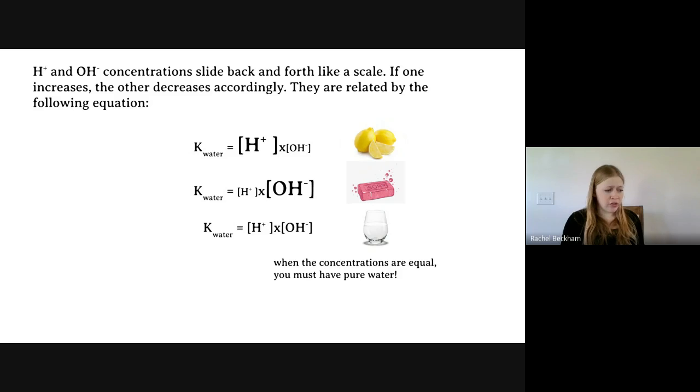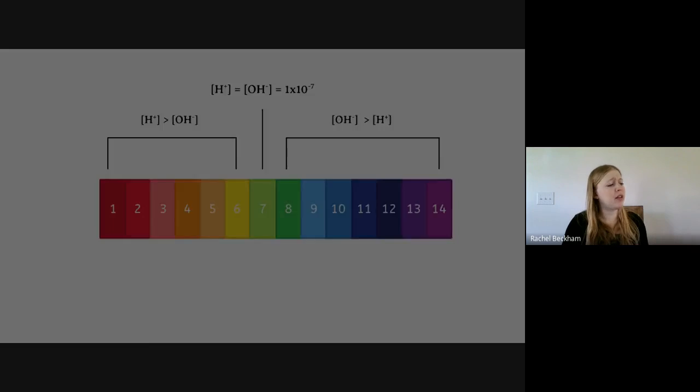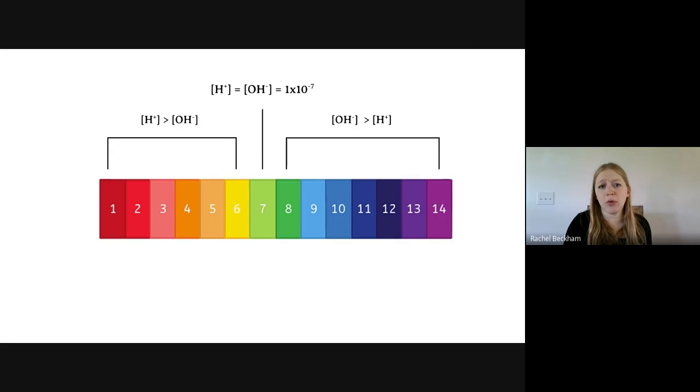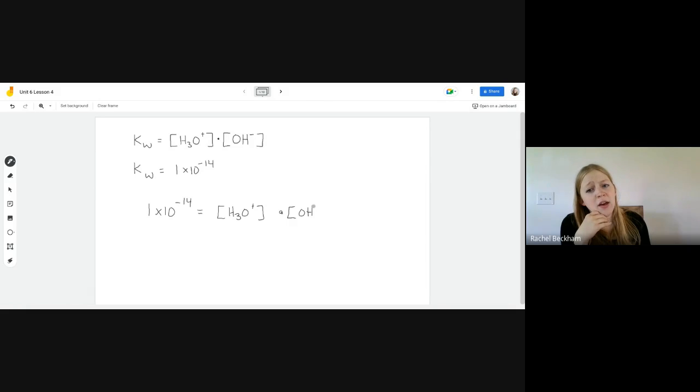So when the concentrations are equal, you have to have pure water. So all that being said, the math equation for that, I'm going to share my little Jamboard here. Here is the math equation for that, which you can find in the equation sheet, but we are going to use this. So basically this is always equal to this times this, okay? Or you can write it like this, H plus times OH.